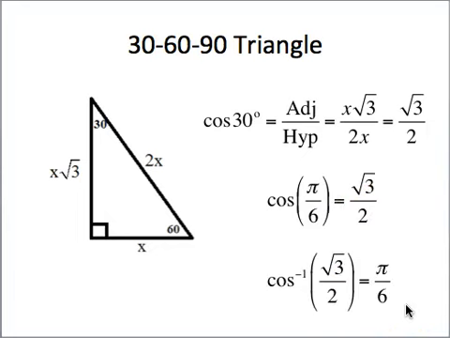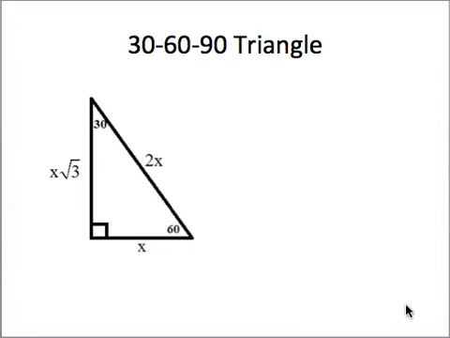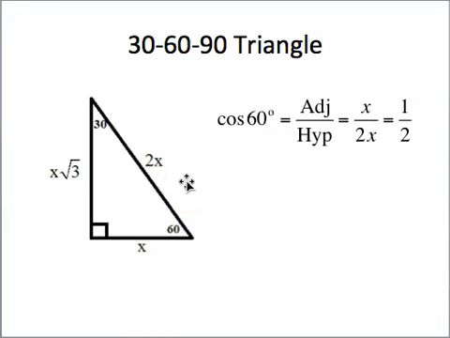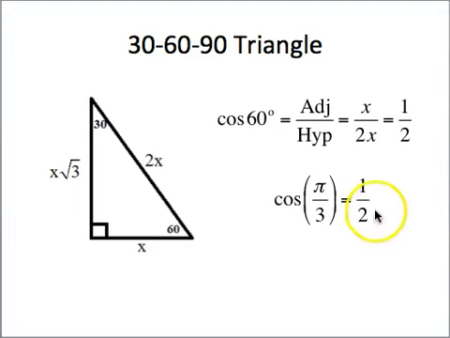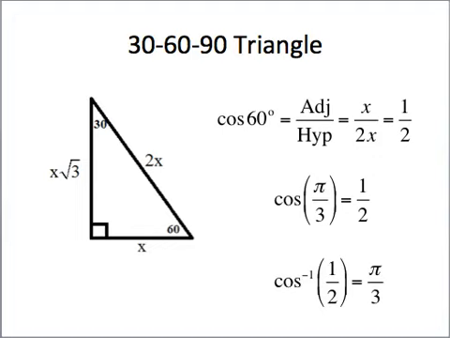That is our process. And we'll finish the 30, 60, 90s by looking at the cosine of 60. Again, cosine is adjacent over hypotenuse. For 60 degrees, adjacent x divided by 2x will give us 1/2. So the cosine of 60 is 1/2. 60 in radians is pi over 3. So we'll say the cosine of pi over 3 is 1/2. Therefore, the inverse cosine of 1/2, or the arccosine of 1/2, has to be pi over 3 in that direction. Okay, so that's our 30, 60, 90 triangles.